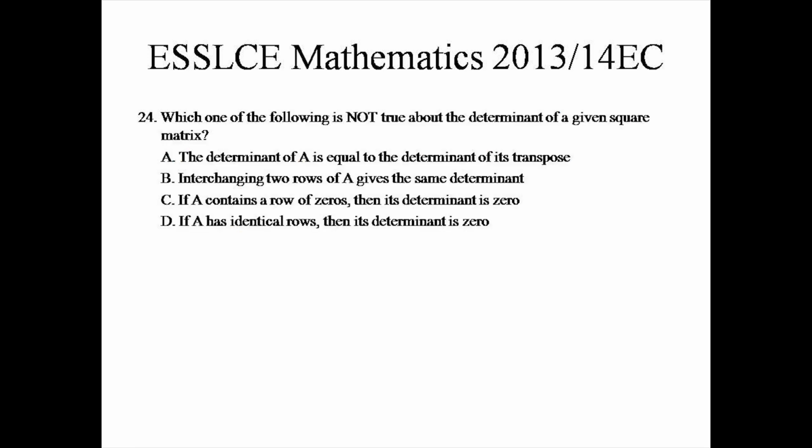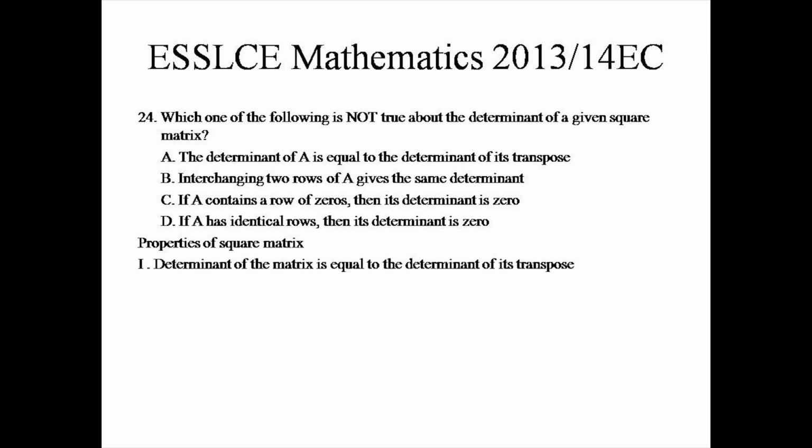Question number 24. Which one of the following is not true about a determinant of a given square matrix? A. The determinant of A is equal to the determinant of its transpose. B. Interchanging two rows of A gives the same determinant. C. If A contains a row of zeros, then the determinant is 0. D. If A has identical rows, then its determinant is 0. To reply to this question, let's see some properties of a square matrix by referring to appropriate examples.